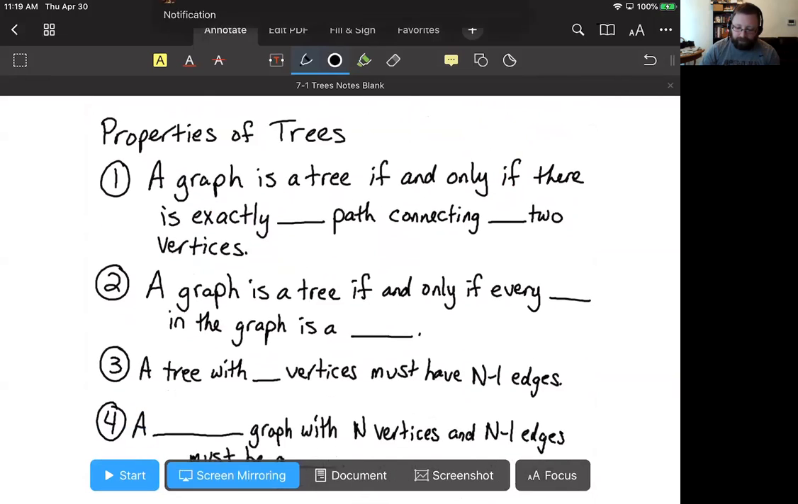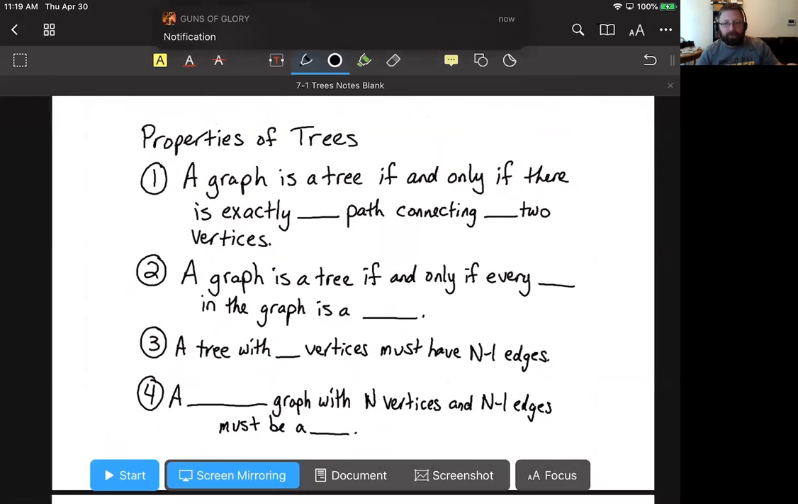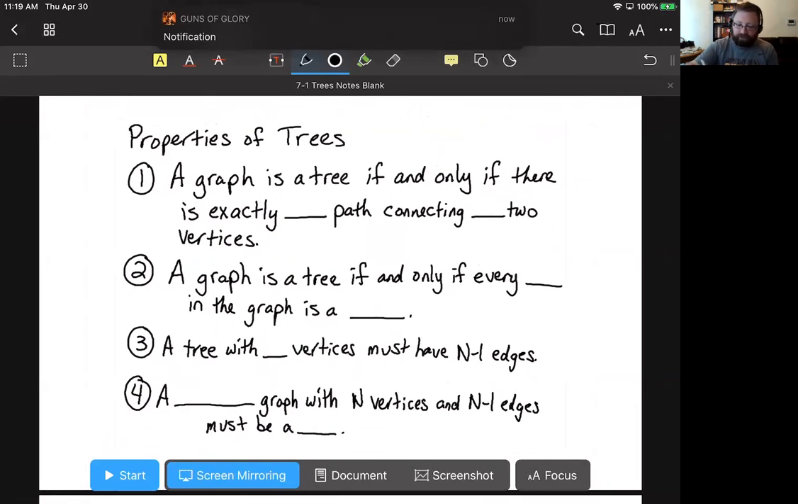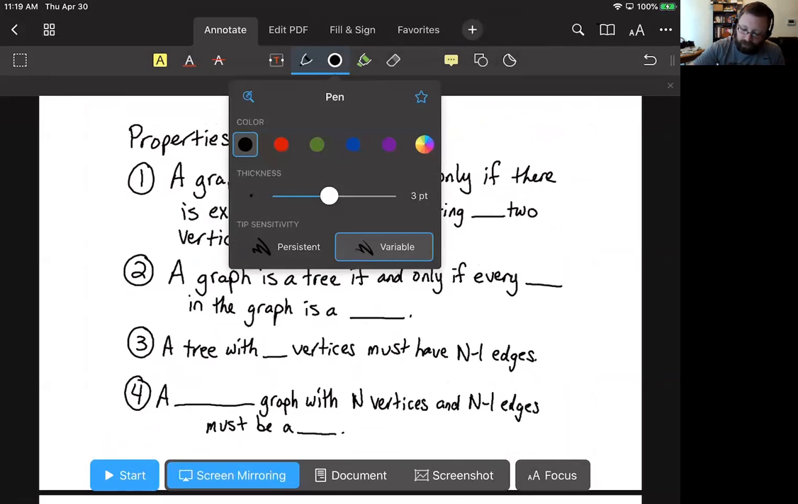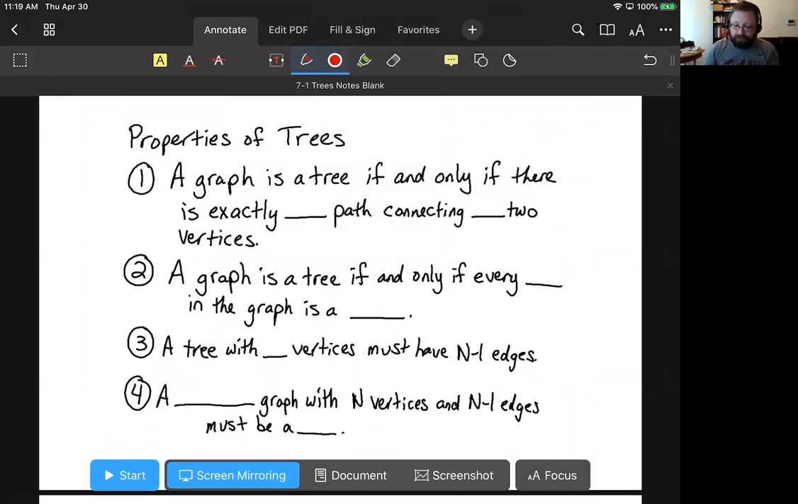Okay. So before we jump into the examples, I want to talk real quickly about what are the properties of a tree. So a graph is a tree if and only if there is exactly one path that connects any 2 vertices. If you can pick 2 vertices in the graph and connect them in more than one way, it's not a tree, okay? Because that means there's a circuit in there somewhere.